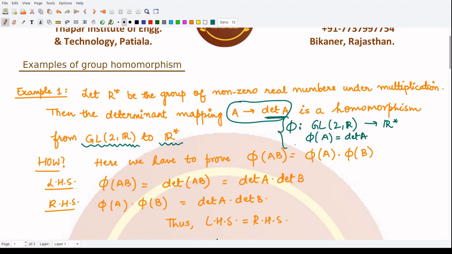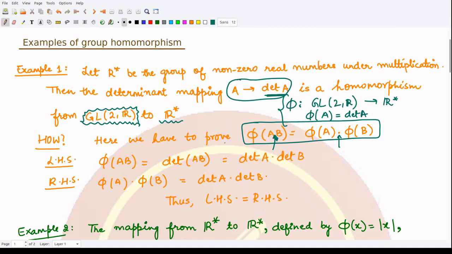Now using this mapping here, we have to prove that phi of AB is equal to phi of A into phi of B. Now this is normal multiplication of two numbers, and this is matrix multiplication. Capital A and capital B are two different matrices taken from GL2 comma R. So obviously their determinant is non-zero.